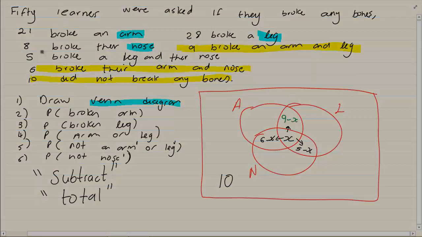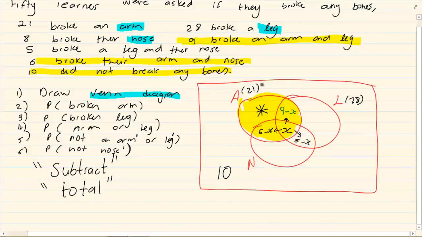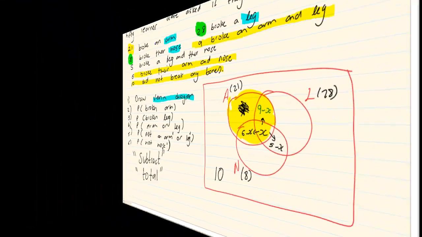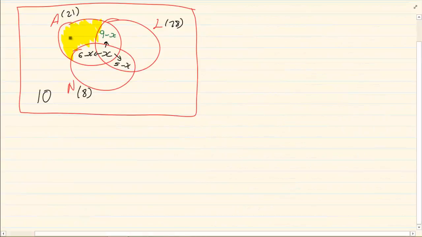Now let's go on. Okay, so we have that the total is 21. We have that the legs, the total is 28. And we have that the broken nose is 8. But now how do we solve for this specific part? How do we solve for that? If you look at that specific spot, how do we find out what it is? Let us say it is y.